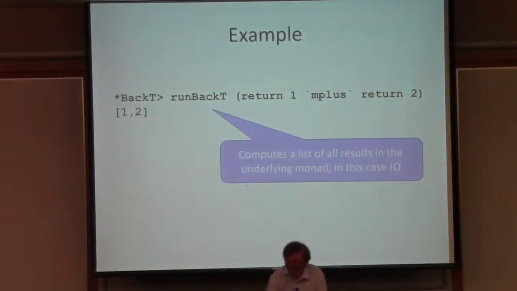And now a simple test is just to say run a backtracking monad computation on return 1 plus return 2. And I haven't shown you the definition, but here I'm using a run backtracking function that collects a list of all the results and returns them. And sure enough, there's 1 and 2.